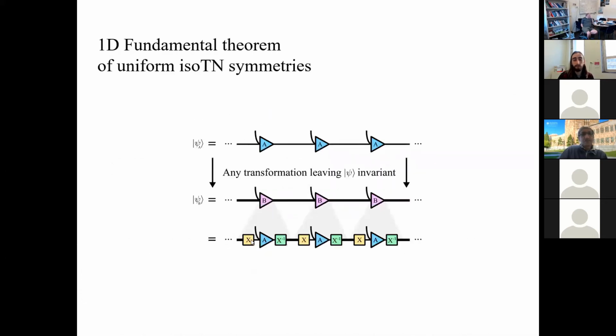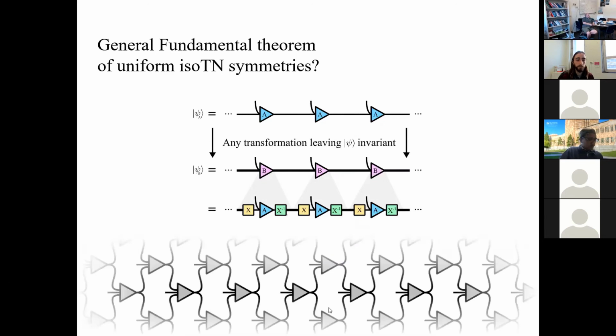I won't have time to get into this fundamental theorem stuff, but this is just saying in general that the symmetries of a one-dimensional isometric tensor network can be characterized just in terms of local gauges. And it'd be interesting to see if that's true in these two-dimensional or higher dimensional tensor networks.